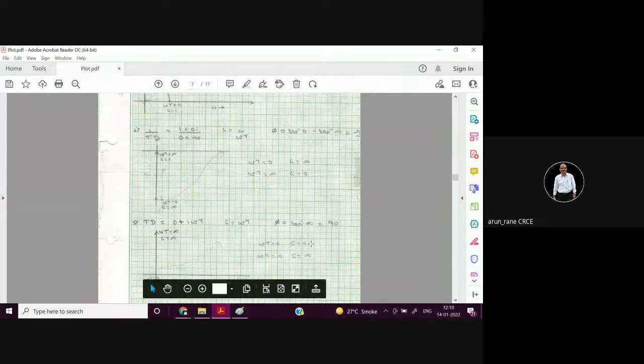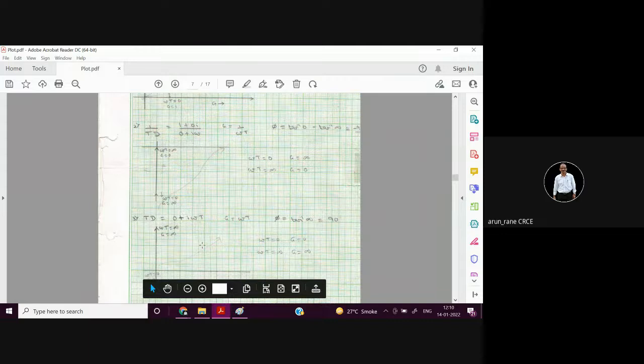Again, when omega t is 0, the value of G is 0, right? And what will be the value of phi? Tan inverse of 0, so it is 0. So phi is equal to 0. And when omega t is infinity, G will be infinity, and the value of phi will be 90 degrees. So G will vary from 0 to infinity, and it will go like this.